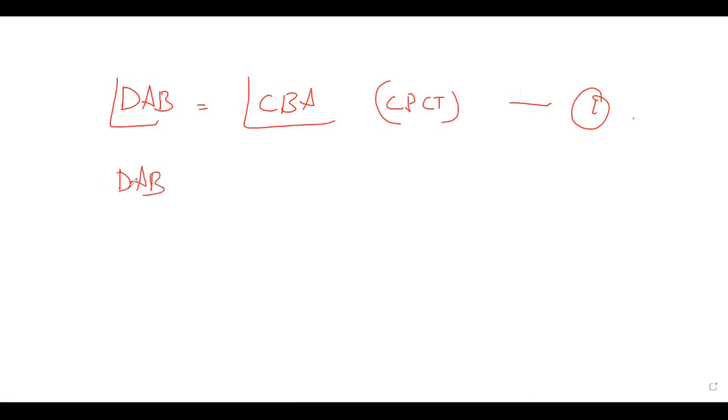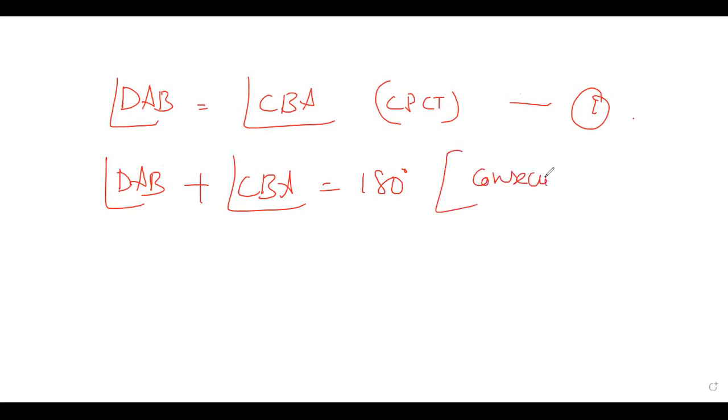And DAB, you know that the sum of consecutive angles of a parallelogram is 180 degrees, right, children? The sum of consecutive angles is equal to 180 degrees. If you add consecutive angles, you should get 180. So DAB plus CBA is equal to 180 degrees.